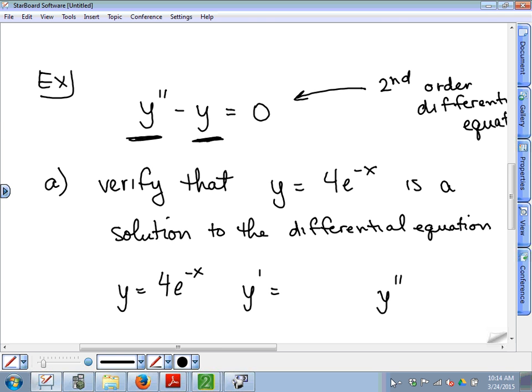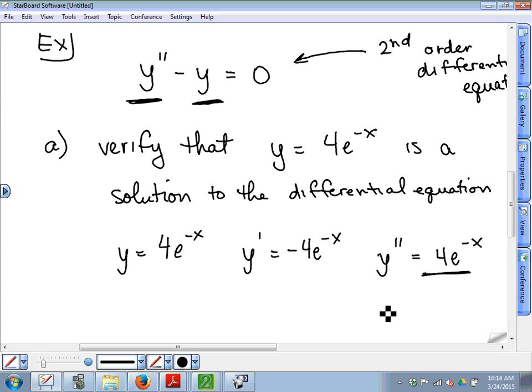Say that again, Braden. The first derivative will be negative 4e to the negative x, and then the second derivative would be 4e to the negative x. You guys understand how he's getting this, right? The second derivative is the derivative of the first derivative, which is 4e to the negative x. So this is y double prime. This is y.